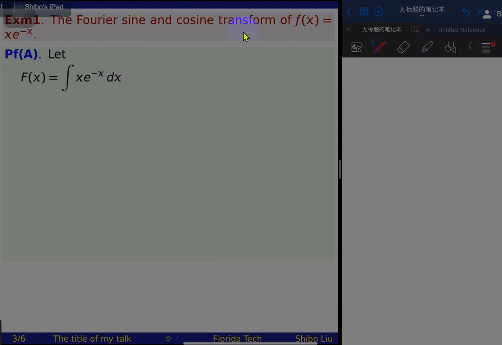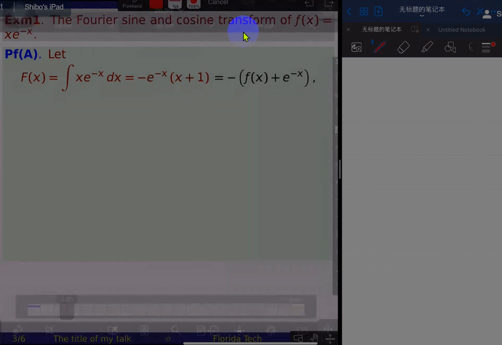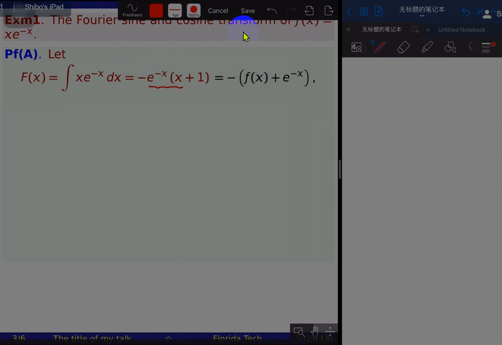The first, we consider this f, consider the primitive of this f, that is this capital F. Then by integrating by parts, it is easy to see that the indefinite integral equals minus e to the minus x times (x plus 1). But we observe that e to the minus x times x is precisely our f(x). So this is a nice property.